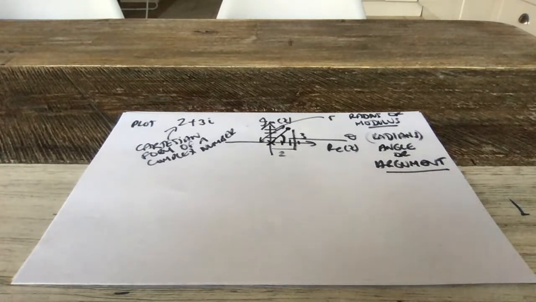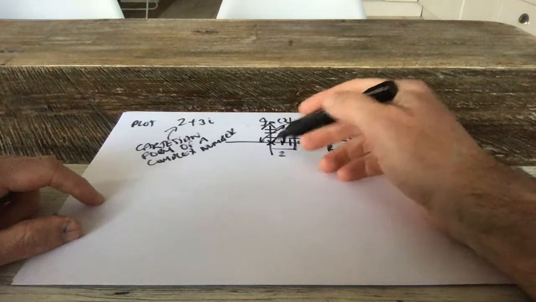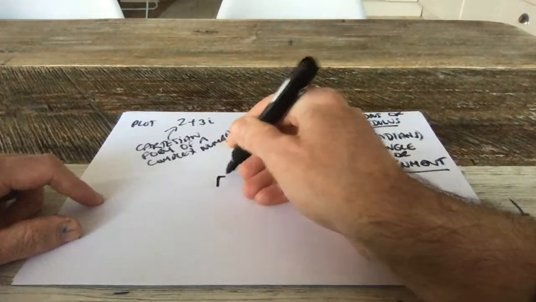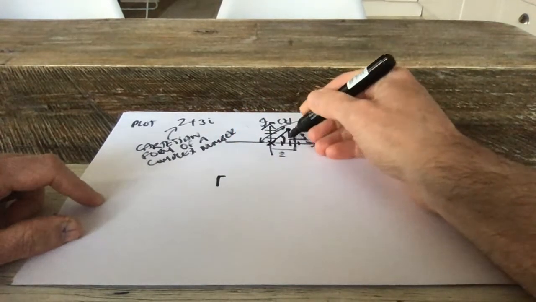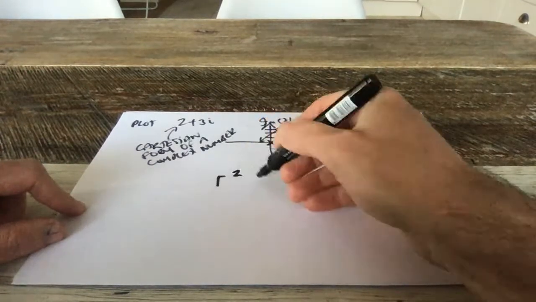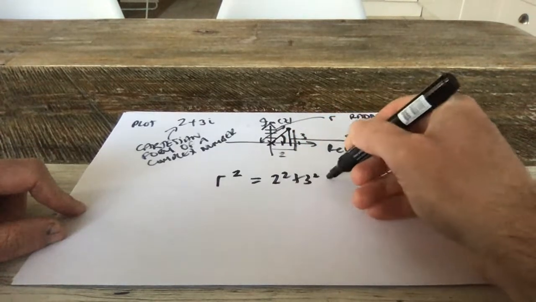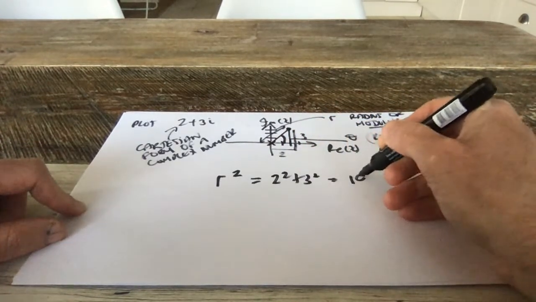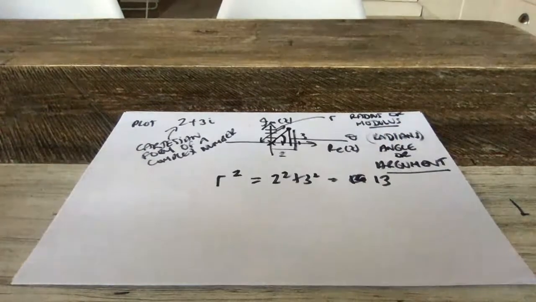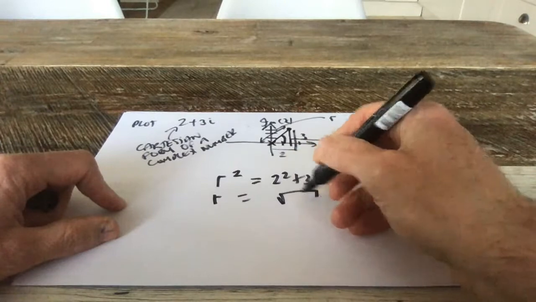Now, boys and girls, let me just do it in this case first. If you look at r, this is a right angle triangle, right? And this distance here is 3, this is 2. So by Pythagoras, we get r squared is equal to 2 squared plus 3 squared. And so we get 13. 4 plus 9 is 13. So r then is the square root of 13.